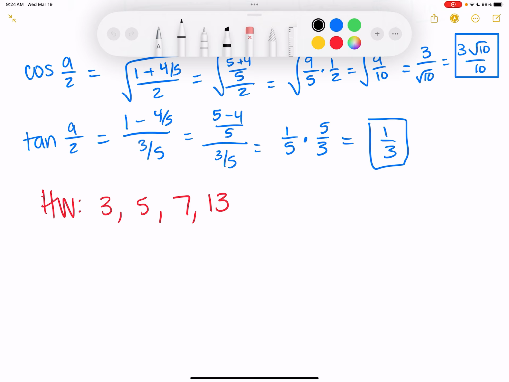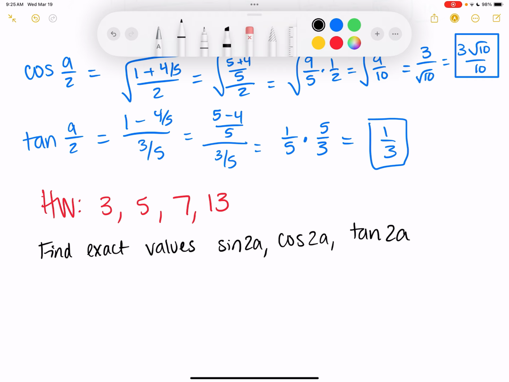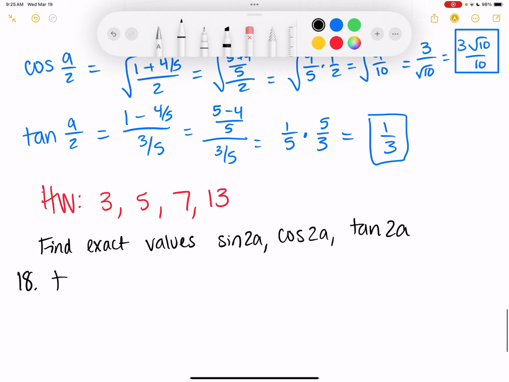All right, yesterday we did half angles. Today we're doing double angles. So a similar thing to what we were doing at the end yesterday, but we're finding the exact values of the sine of 2a, cosine 2a, and tangent 2a with the given information. So number 18: the tangent of a equals negative square root of 3, and pi over 2 is less than a is less than pi.